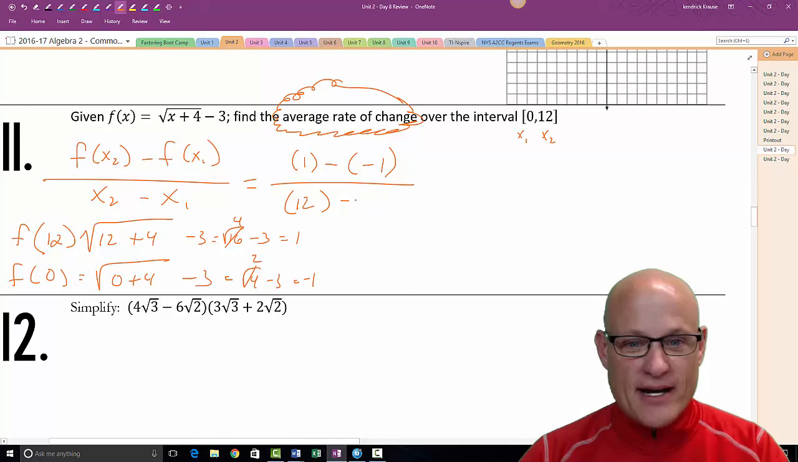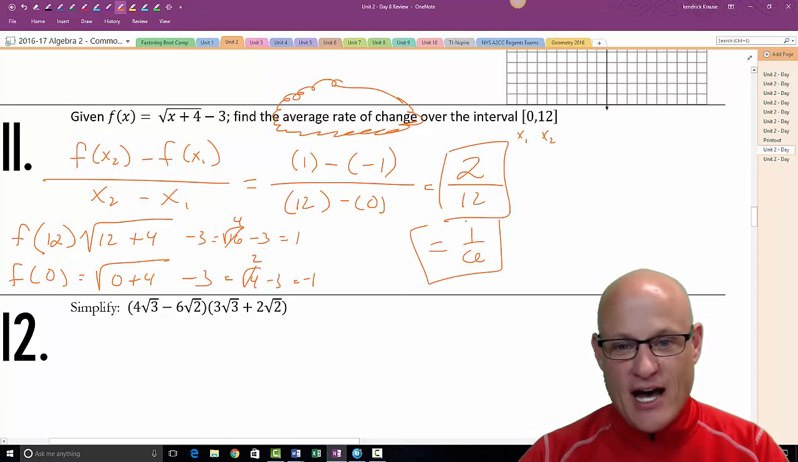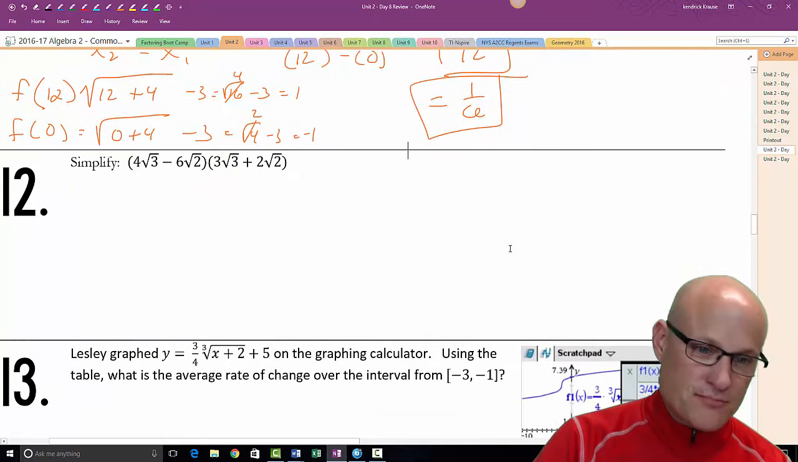And then 12 minus 0. So in the numerator, it's actually 2 over 12. You can leave it like that. If you'd like to give it to me as 1/6, I'm okay with that.